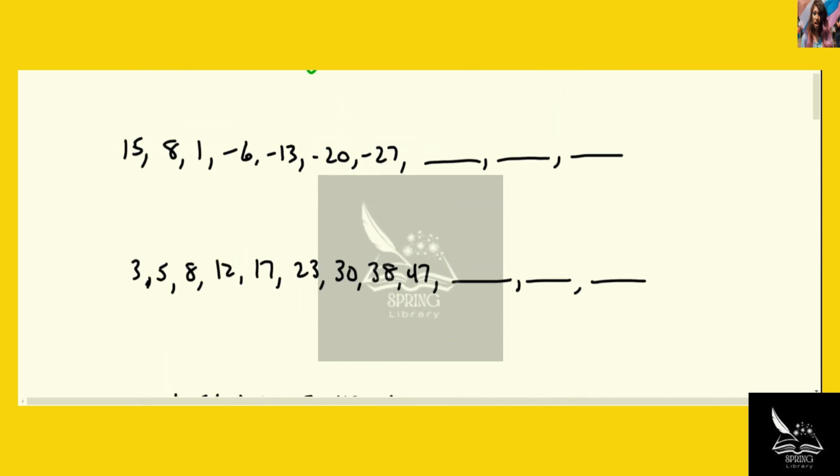Okay, next sequence. Well, this is a decreasing sequence. It's steadily going down. In this case, if I look at my difference, I do have a common difference. I'm subtracting 7 each time. So I go from negative 20 to negative 27. After that, I'm at negative 34. Negative 41, and negative 48.